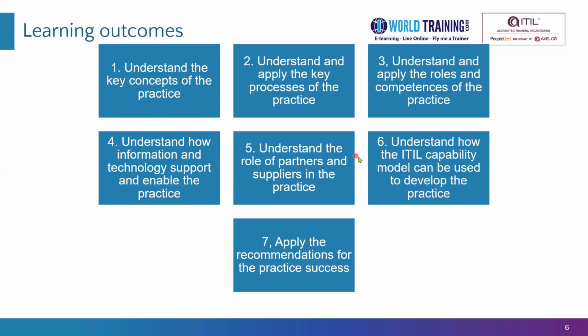Number 6 is related to the ITIL maturity capability model. There are 5 levels there. Level 1 is where there is no maturity, but the maturity begins from level 2 onwards and extends to levels 3, 4, and 5. So you'll be understanding what those levels mean. And number 7 is how to apply the various recommendations for the practice success. Usually these recommendations range somewhere between 5 to 8, and we will see how many there are for this practice.